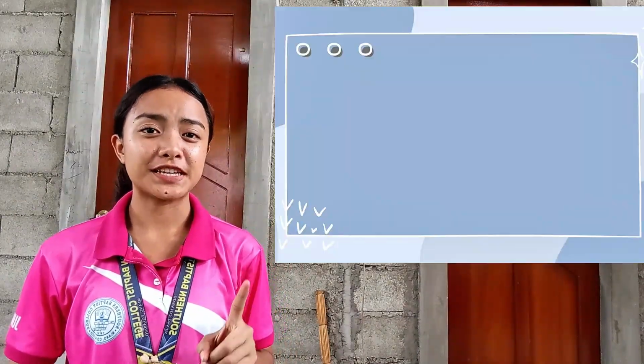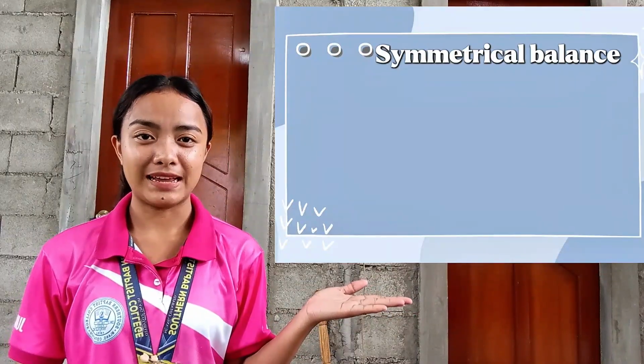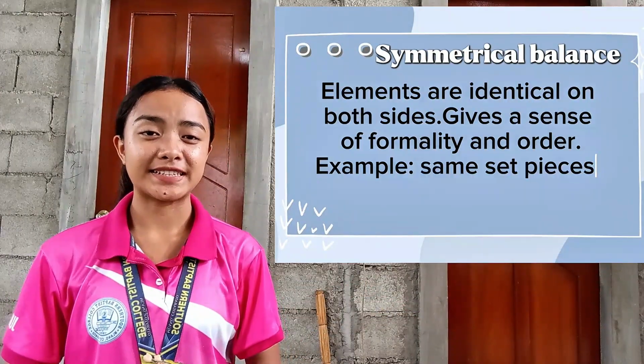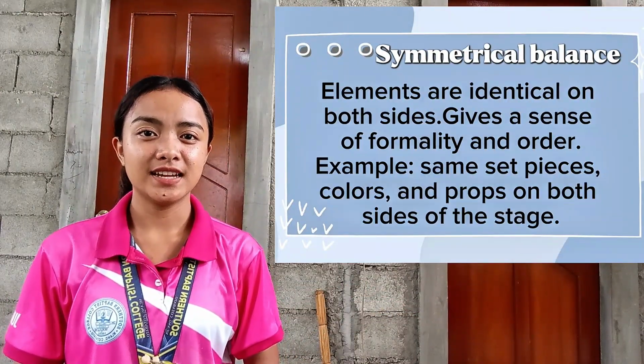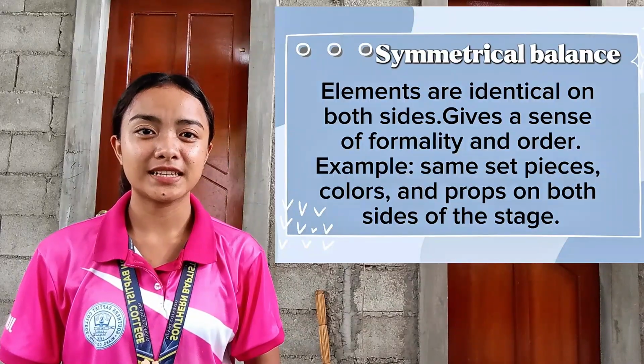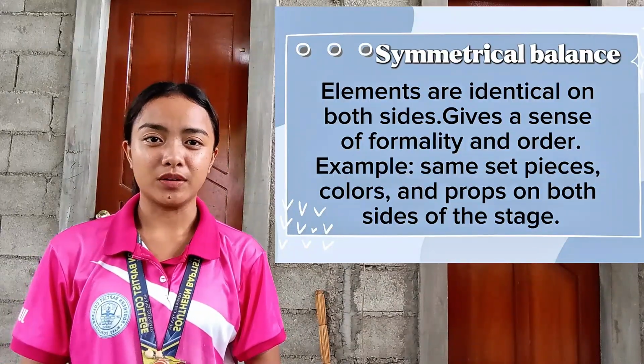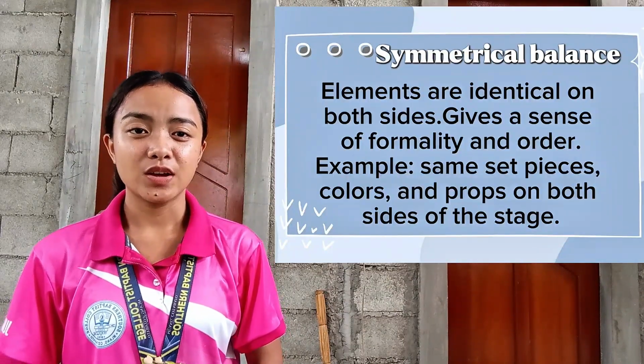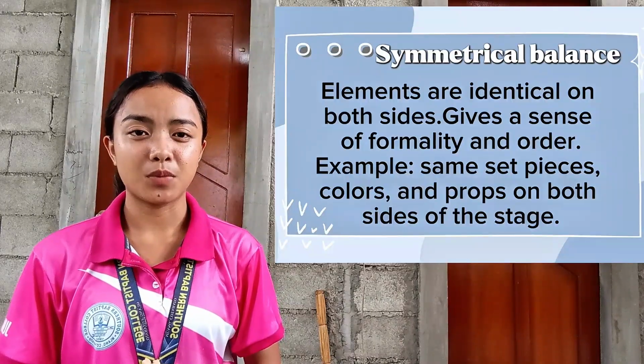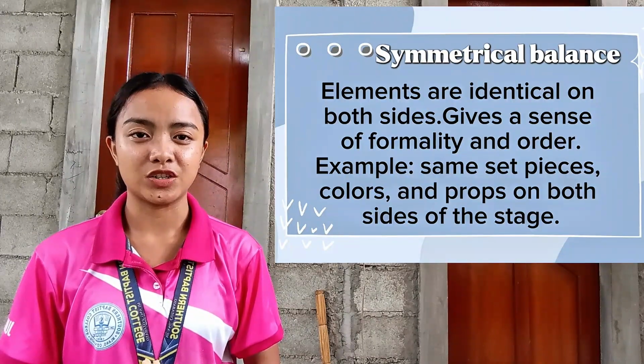There are three types of balance. First is the symmetrical balance. So elements are identical on both sides, gives a sense of formality and order. For example, same set pieces, colors, and props on both sides of the stage.